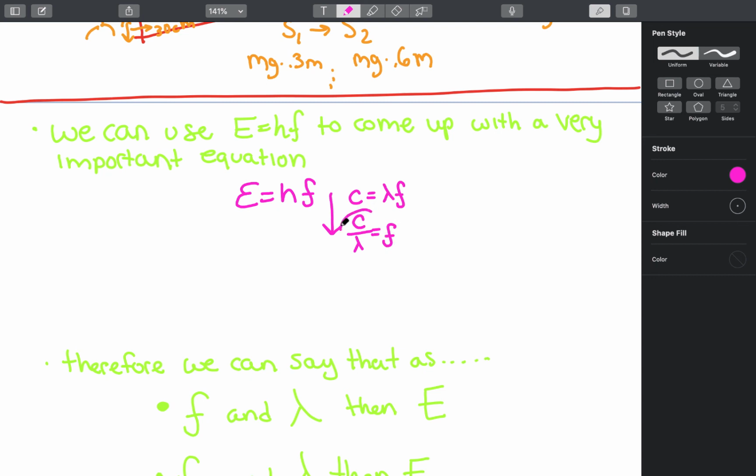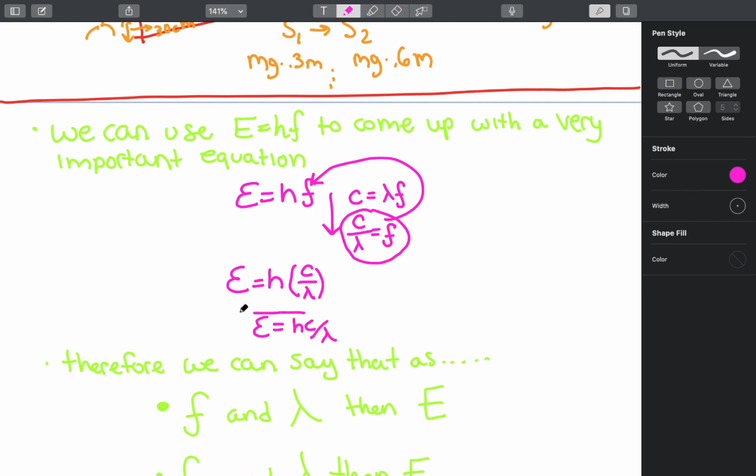Therefore, we can substitute this equation into our main equation. And this will give us E is equal to h times c over lambda. And then we can rewrite this as E is equal to hc over lambda. So this right here is a very important equation in general chemistry, because it relates wavelength to the energy of something.